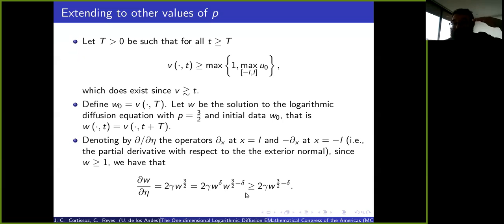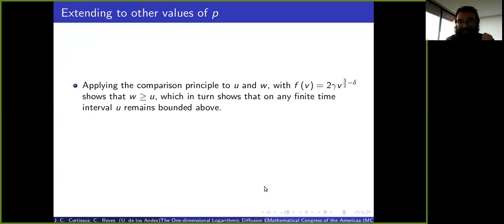So now I have two solutions to the logarithmic diffusion equation. One is u, which satisfies that its normal derivative is exactly equal to 2 times gamma times u raised to the 3/2 minus delta. And I have another solution, which is w, but this solution satisfies an inequality, this inequality. So I use the comparison principle with this f, and that shows that w is always above u. As long as they are evolving, w is always above u, but w never blows up in finite time. So u does not blow up in finite time. Okay, so on that side, we're okay because it's not blowing up.